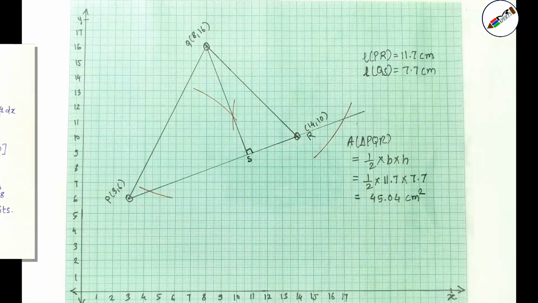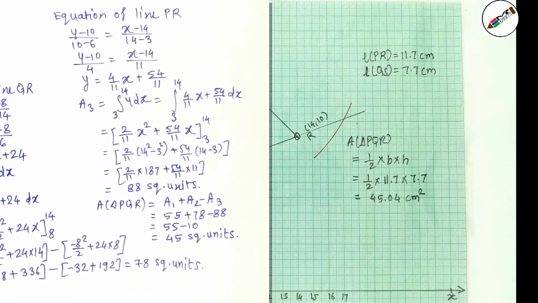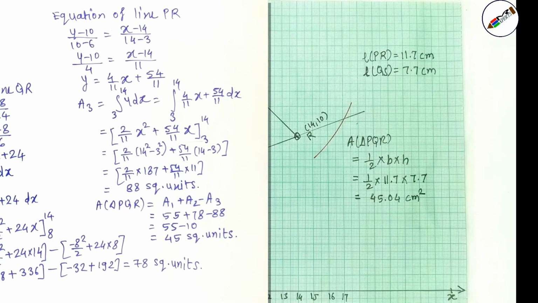So we have seen that by calculation of area of triangle through the process of integration, we got the answer to be 45 square units, and by actual calculation by using the graph, we got the answer to be 45.04 centimeter square, which is an approximately exact match.